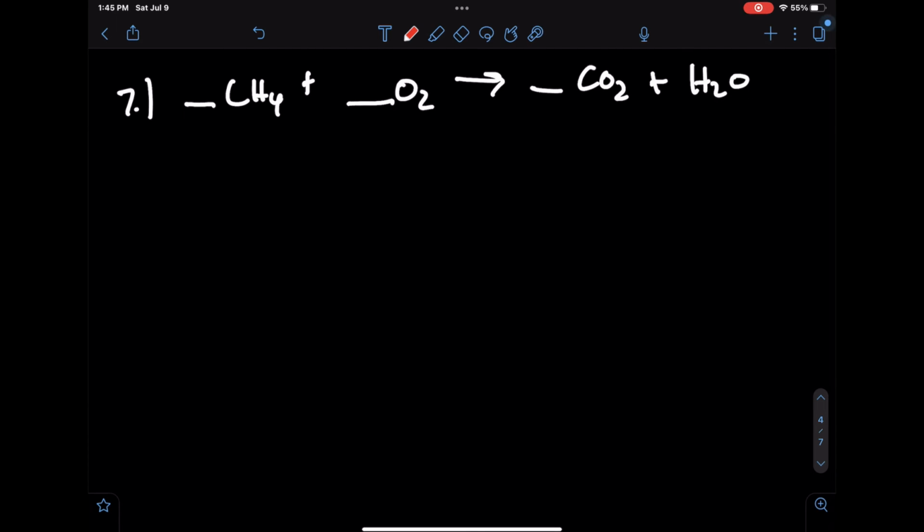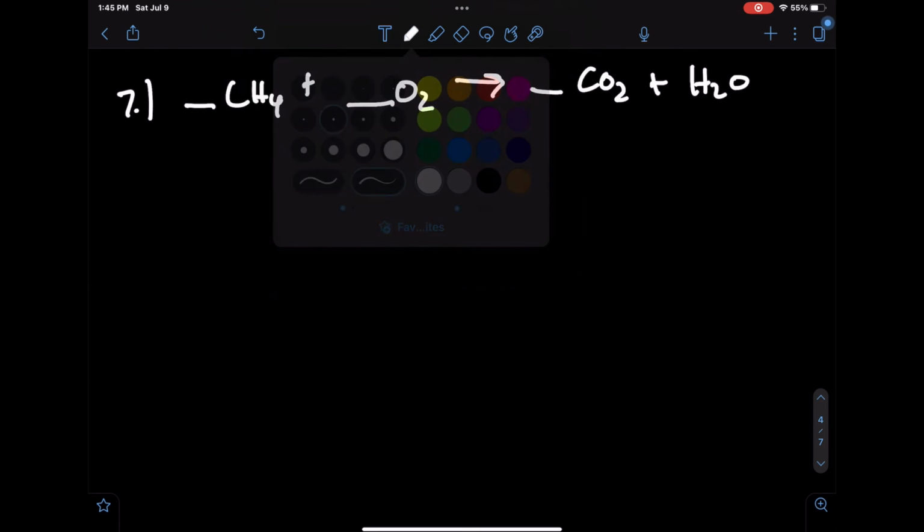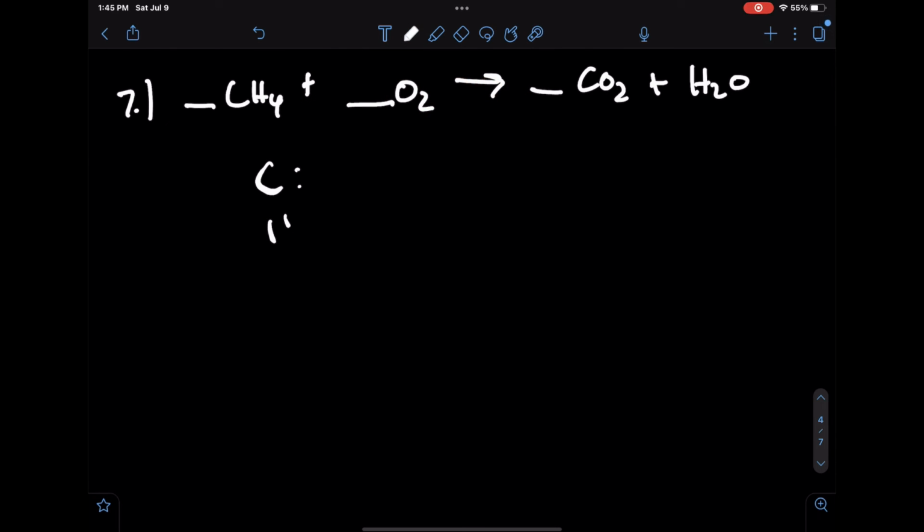For our last example, we have CH4 plus O2, and then CO2 plus H2O on the right. Again, we'll go ahead and list these out: carbon, hydrogen, and oxygen. Carbon, we have 1, hydrogen, we have 4, oxygen, we have 2. Carbon, hydrogen, oxygen on the right. We have 1 carbon, 2 hydrogen, and 3 oxygen.